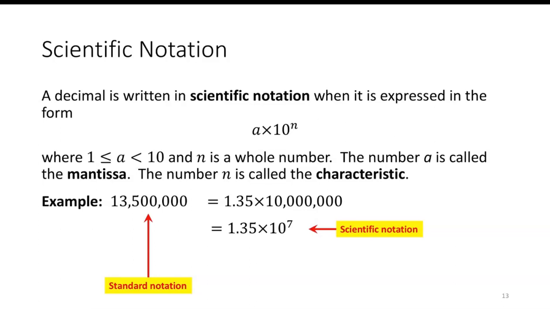13,500,000, that would be how we'd normally write it. But in scientific notation, that's essentially a 1 with 7 digits to the right of it. So we put in 1.35 times 10 to the 7th. So the a part, the mantissa, is 1.35, and then the n, the characteristic, is 7.